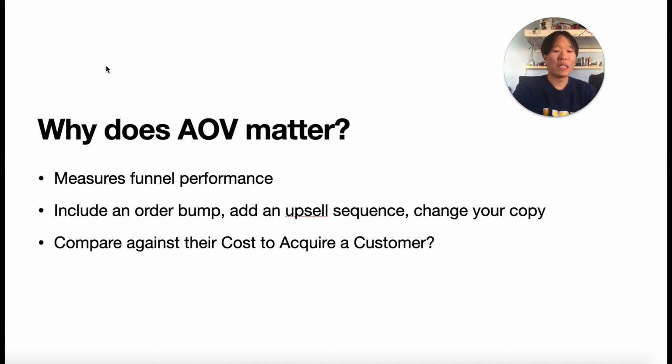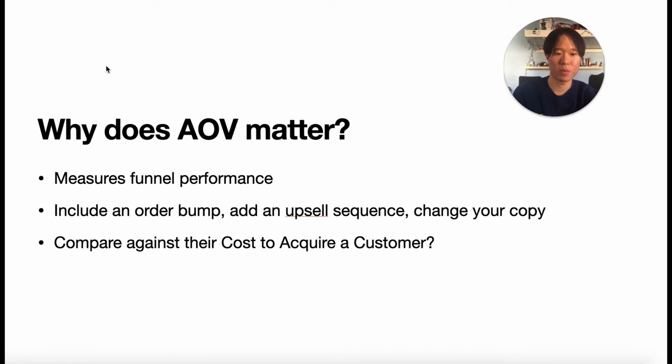So why does AOV even matter? Well, it's critical for any business to optimize their funnel performance. This is exactly what it does. This is the KPI that businesses use to measure that funnel performance. So instead of simply selling one product by itself, you might add, let's say, an order bump or an upsell sequence to maximize the revenue generated by each order. But then again, to even optimize the funnel, you might try different price points, switch out your upsell offers, or even change your copy to increase conversion rate. All of these things serve to increase the average order value and therefore improve the performance of the funnel.